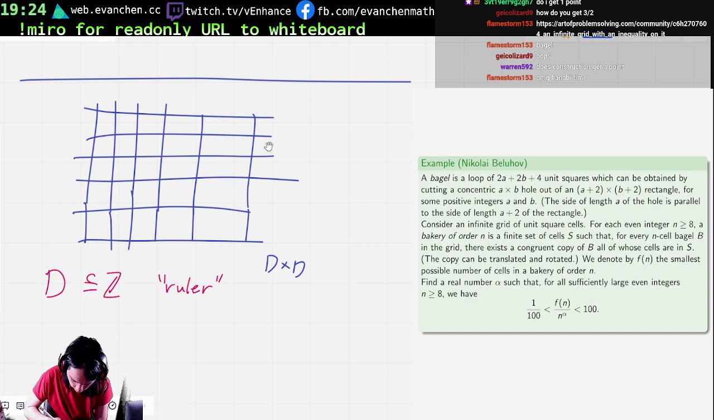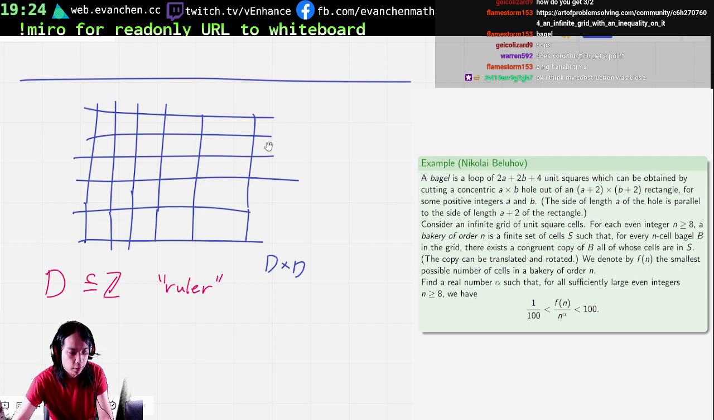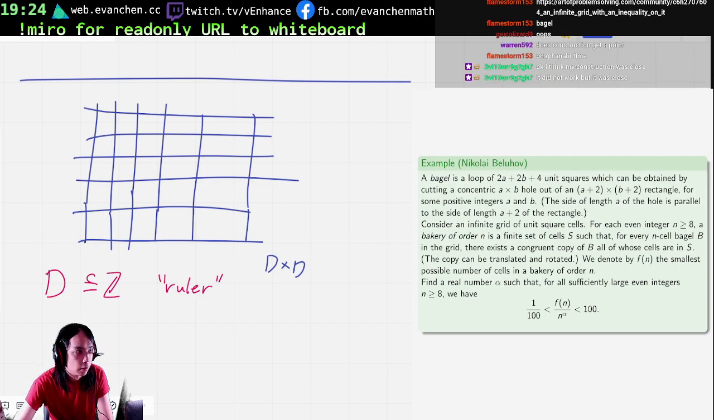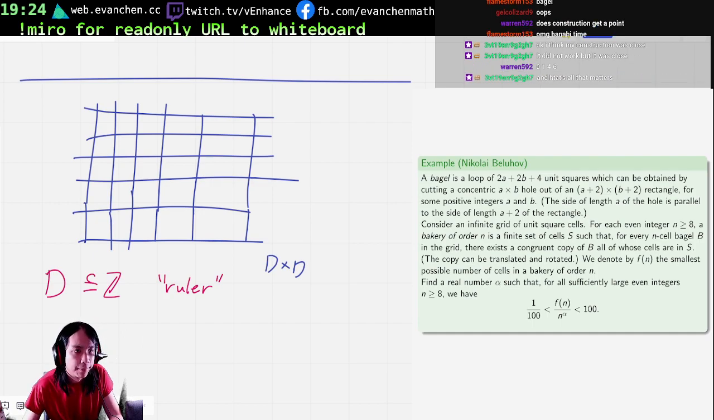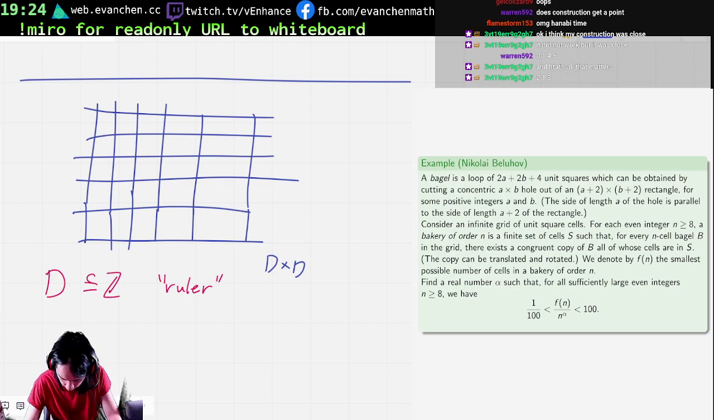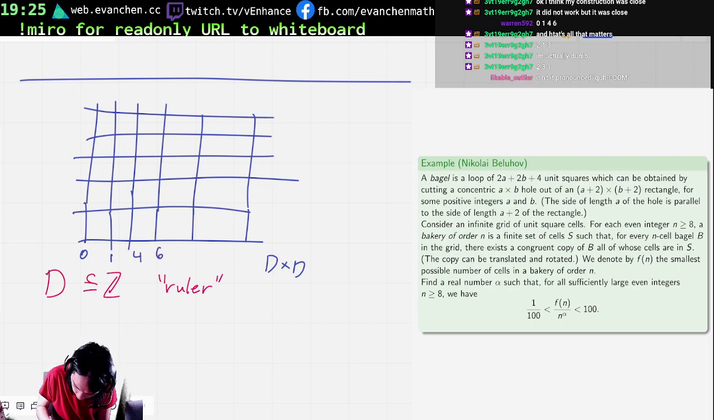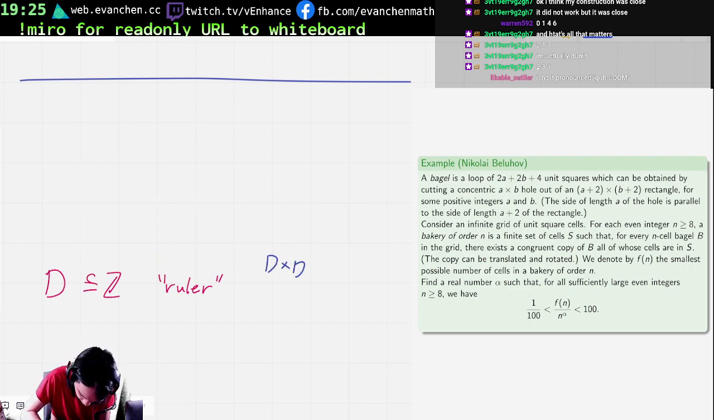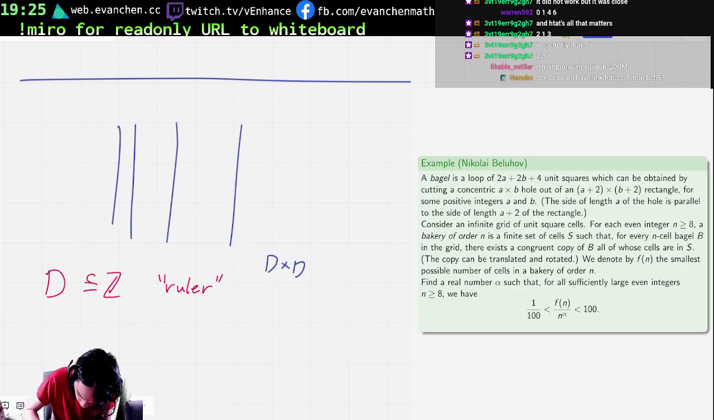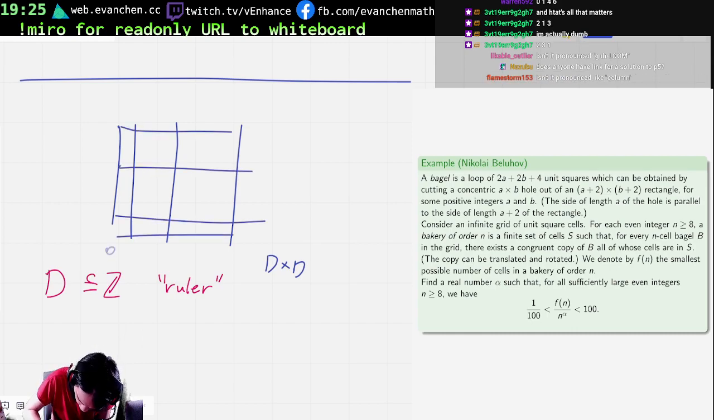So actually, let's give an example of a ruler. Does anyone know the perfect column ruler off their head? Oh, there isn't one. Okay, it doesn't matter. Let's say 0, 1, 4, 6 as an example. So I'm just going to do a 4x4 example. Okay, this grid's too big. Try again. So it looks like this.